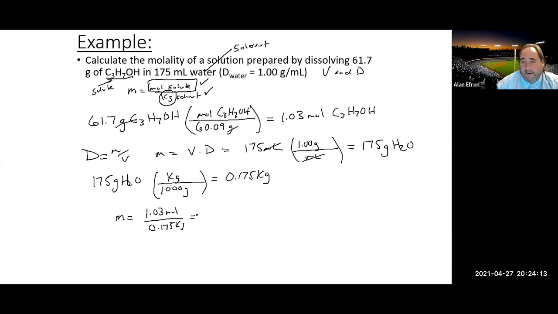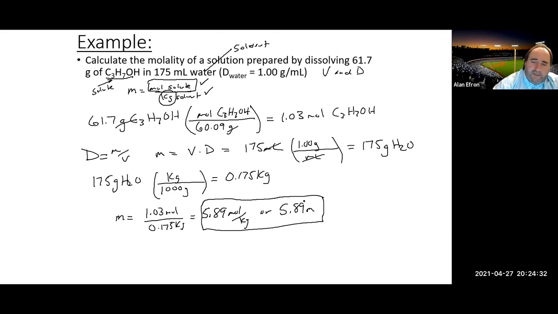That gets us 5.89 moles per kilogram. Or again, much like molarity, you can write 5.89 little m in this particular case. Question on molality here. We won't see a lot of it until almost the last chapter, the second to last chapter, when we talk about colligative properties. We see a lot of it at that point.